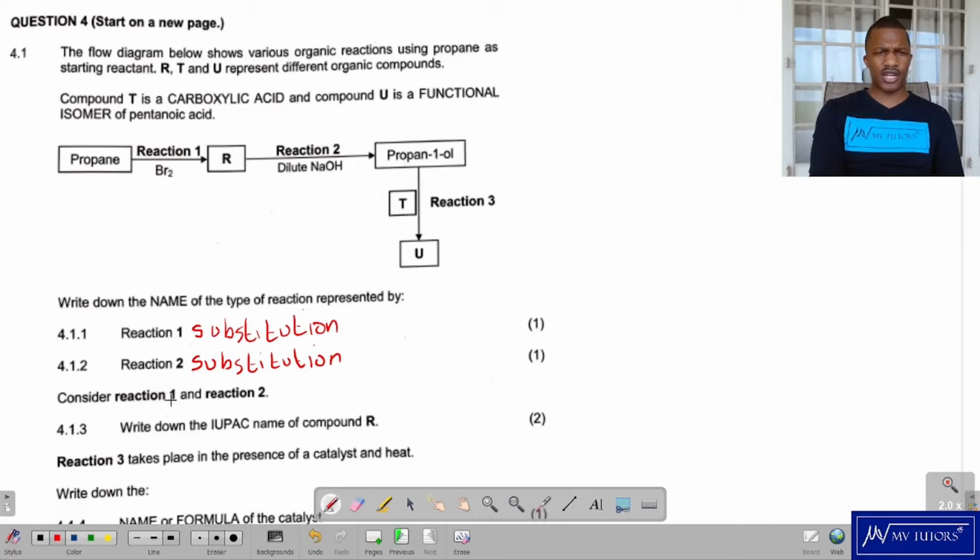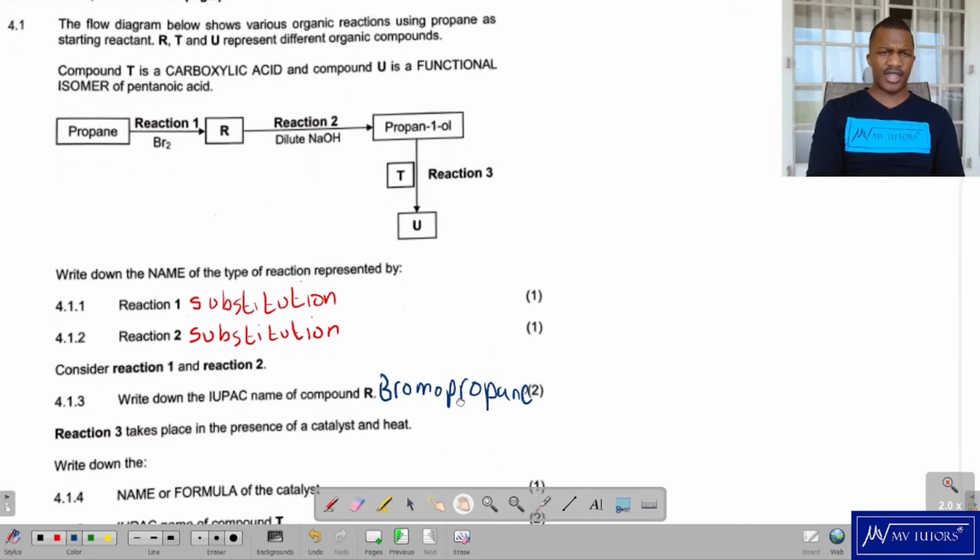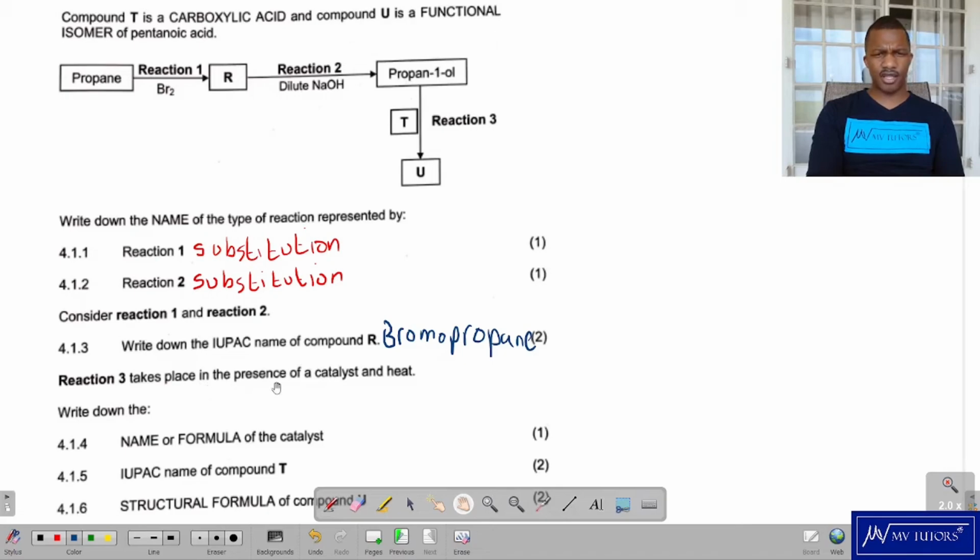Now it says consider reaction 1 and reaction 2. Okay, so we're still there. Write down the IUPAC name of compound R. Oh, compound R, we just added bromo, so it's simply bromopropane. That's it, it's just bromopropane. And then reaction 3 takes place in the presence of a catalyst and heat. Where's reaction 3? Oh, we're over there now.